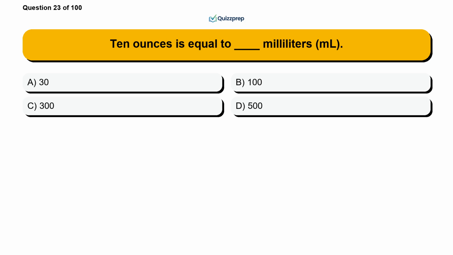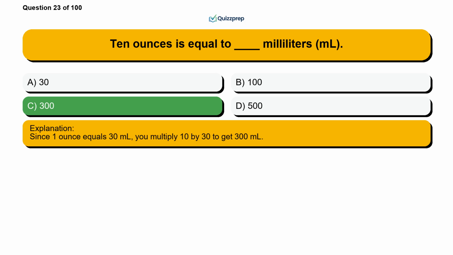Question 23. 10 ounces is equal to blank milliliters, ml. Option A 30, option B 100, option C 300, option D 500. The correct answer is option C, 300. Since 1 ounce equals 30 ml, you multiply 10 by 30 to get 300 ml.